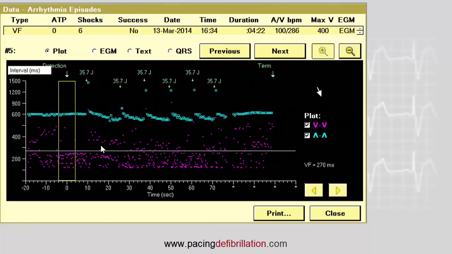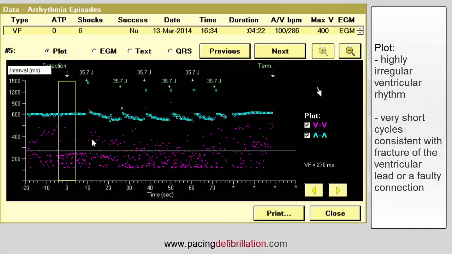When you look at the plot, it is characteristic of a lead dysfunction or of a faulty connection. You can see a cloud of points with very fast cycles at the limit of the blanking and a lot of variability in the ventricular cycles.